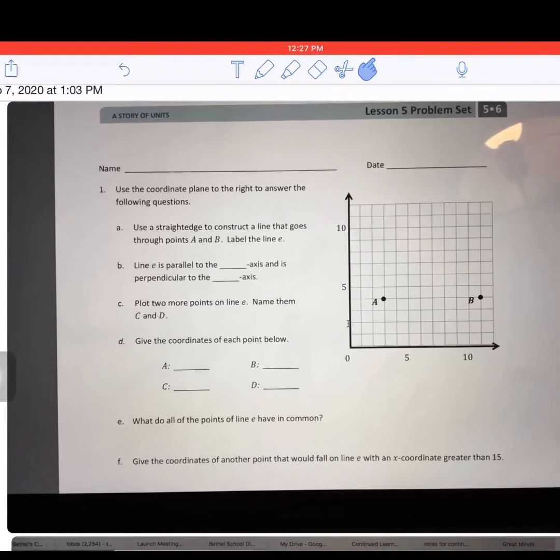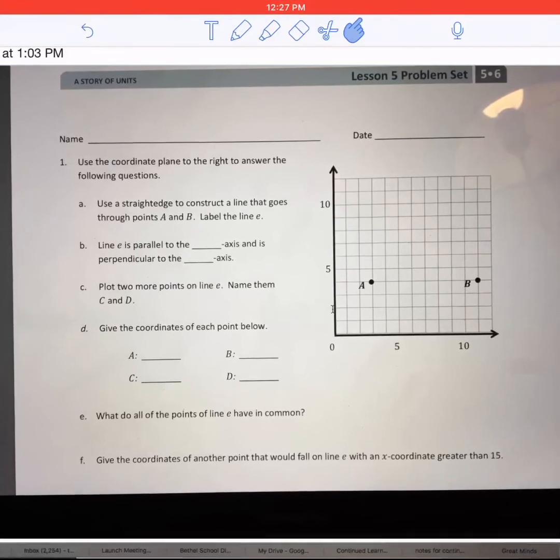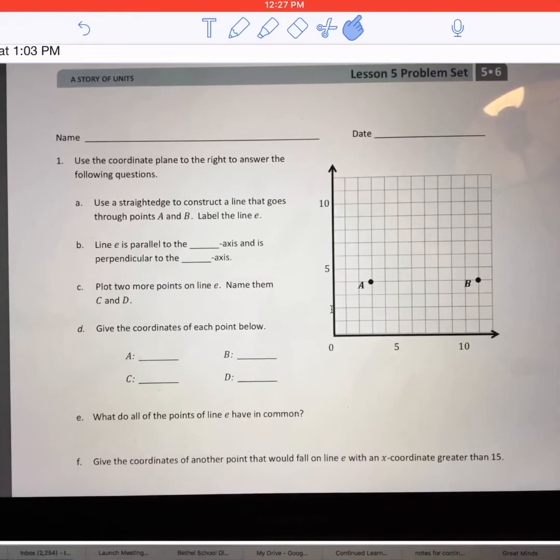Alright, so I'm now realizing that I recorded the video without sound, so I'm going to do my best to talk over the video that I made for you guys with the problem set. This is Module 6, Lesson 5's problem set.